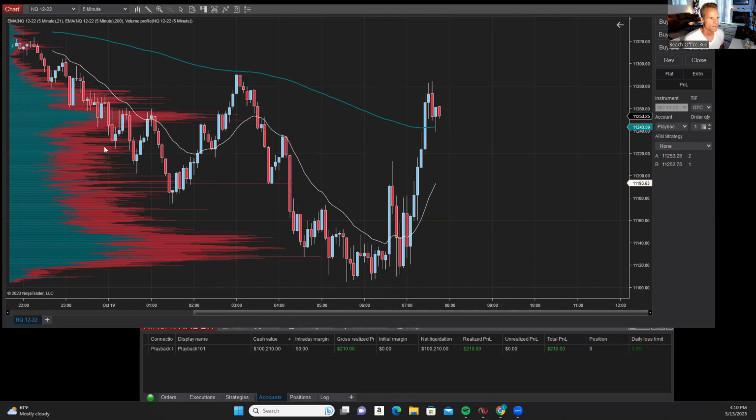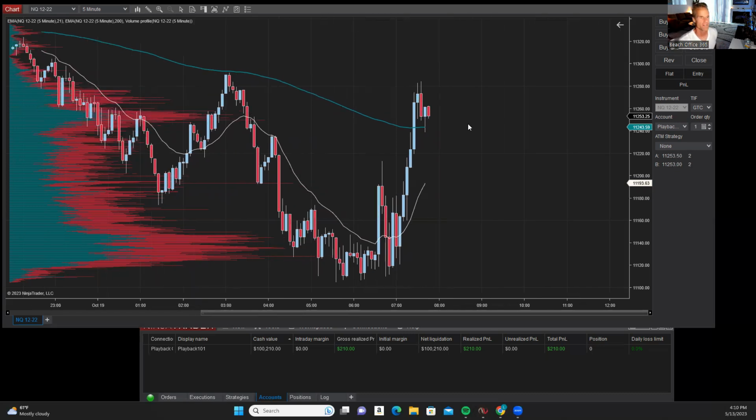In terms of the volume profile indicator, I use it because it looks cool. I'd say that's a big part of it. I think it looks cool on the chart. No, but here, let me show you.